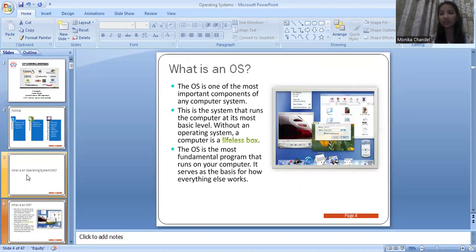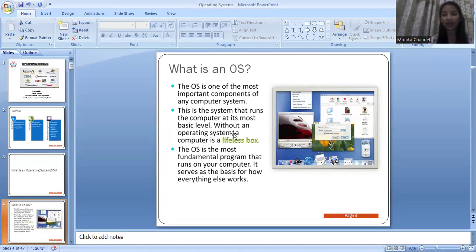So operating system is an interface between the hardware and the users, or we can say that operating system provides a path so that we can communicate with computer hardware devices. The OS is one of the most important components of any computer system, or we can say that in any electrical device we have a good operating system. This is the system that runs the computer at its most basic level. Without an operating system, a computer is like a useless box.